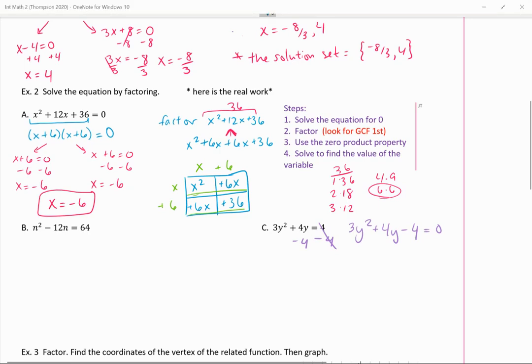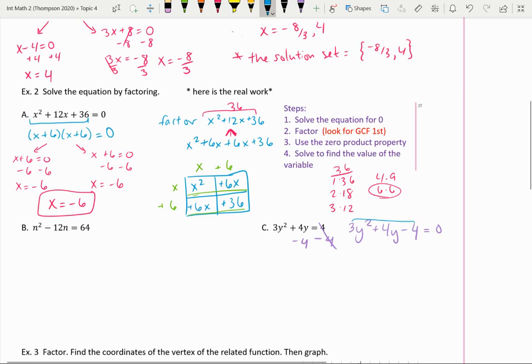Second step is to factor the expression. So I have 3y squared plus 4y minus 4. I'm going to factor this side. 3 times negative 4 is negative 12 with a sum of 4. So what things multiply to negative 12 and add to 4? Hopefully you'll find that 2 and 6 work. So that's how I'm going to split up my middle term.